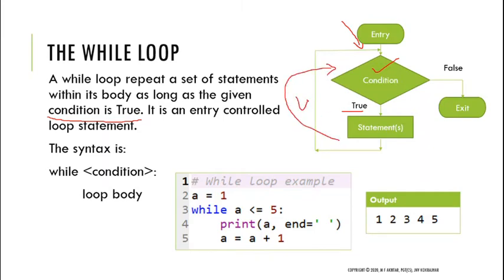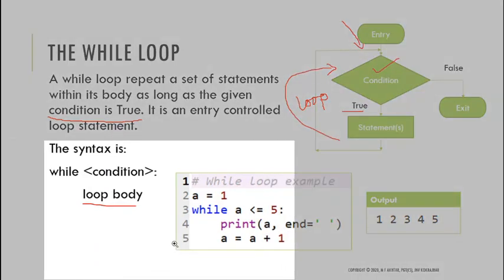And then again it repeats the statement. That's why it is known as a loop. Once the condition becomes false, it exits from the loop. Until it becomes false, it will repeat the statements as long as the result of the condition is true. Now see, the syntax is simple. While, then we have to give the condition, then colon, and then the loop body. Okay, here we have given one example.